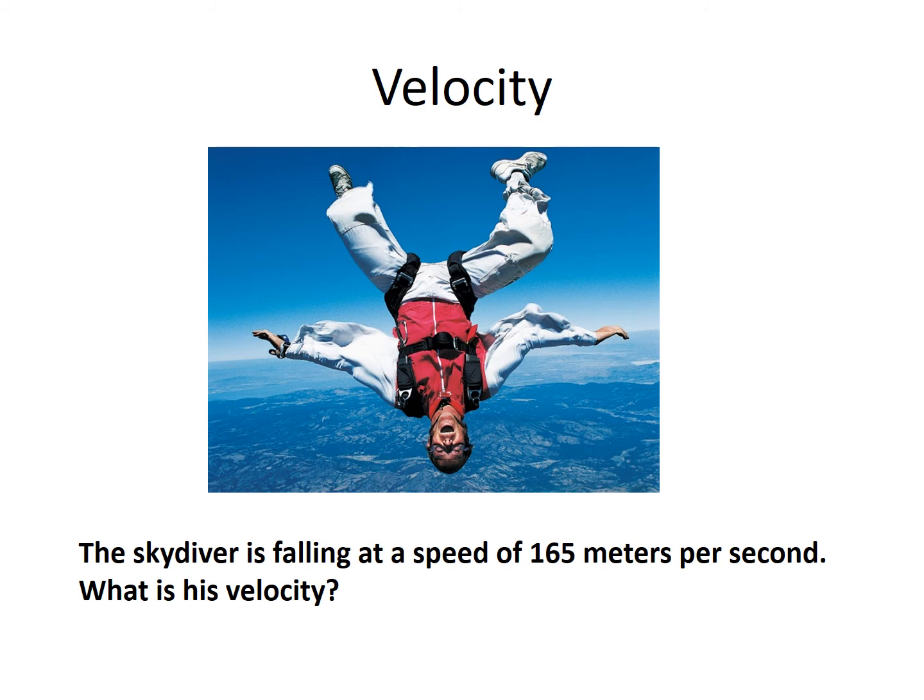Okay, so here's another example. The skydiver is falling at a speed of 165 meters per second. Well, what's his velocity? His speed is 165 meters per second, plus his direction. What's he falling? Up, down, sideways? I hope you said downward, or down.